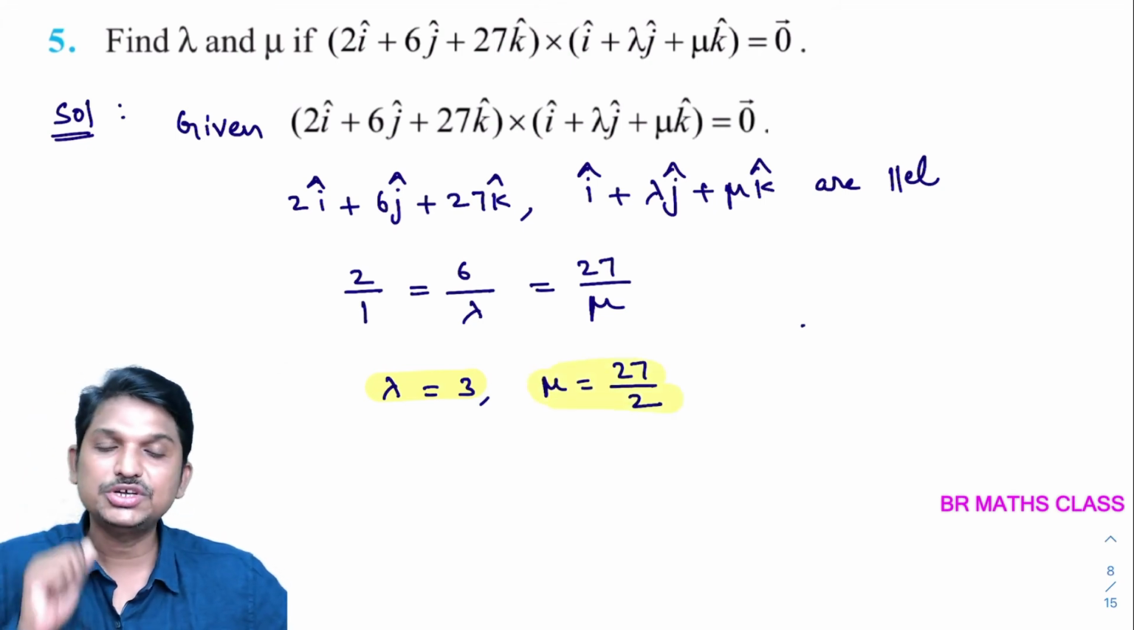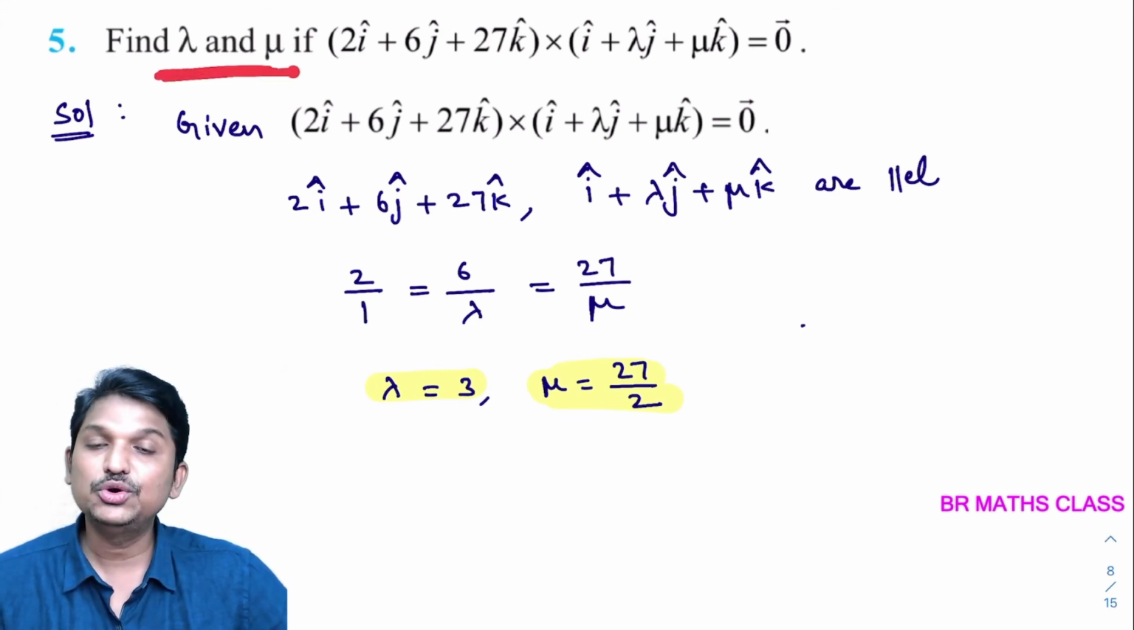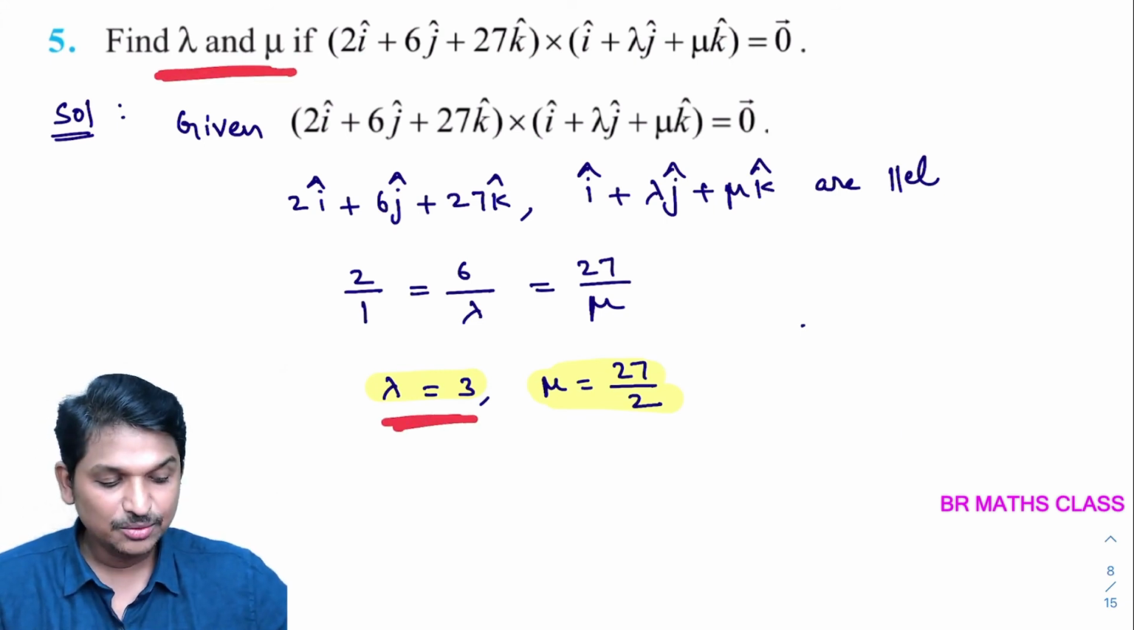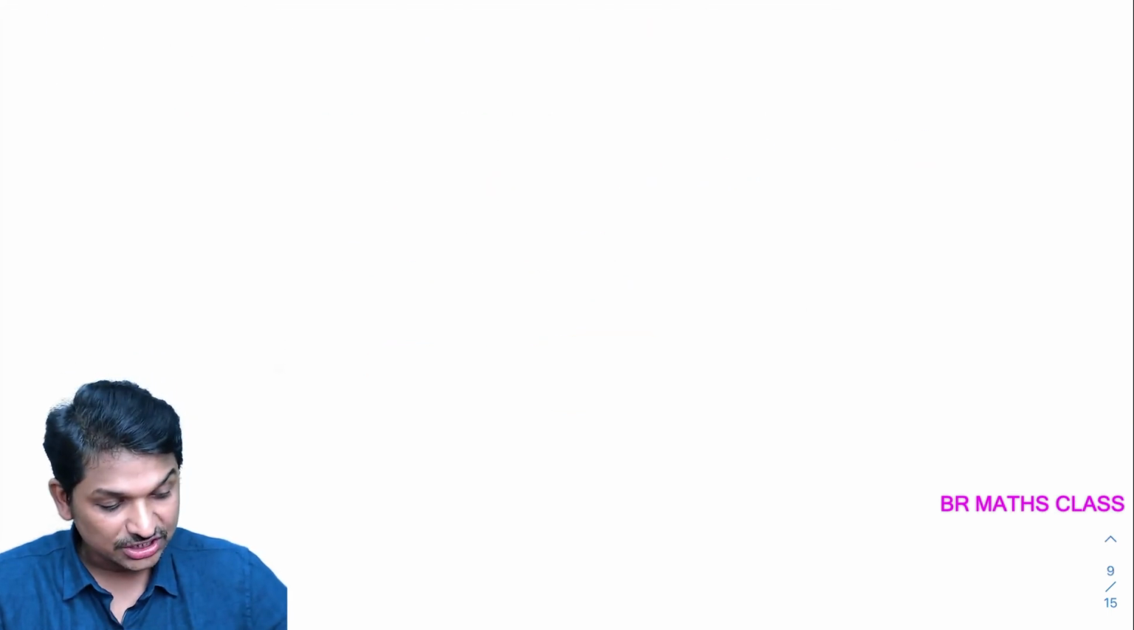What are they asking in the question? They are asking us to find lambda and mu. So lambda is 3, mu equals 27 by 2. Very easy, right? I hope you understand this solution. Now we will move to the next question.